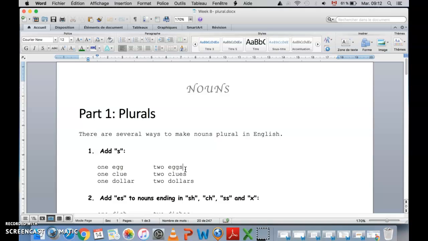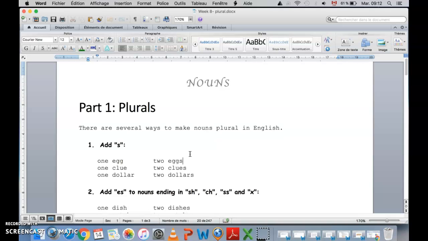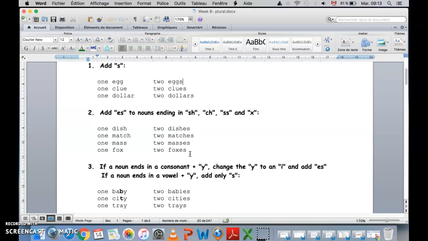You have to be careful though, because there are some exceptions in a way. So you add es when a noun ends in sh, ch, s, x, when that's the last sound that is pronounced. So dish, you're going to put es: dishes. Match, matches. Mass, masses. Fox, foxes.